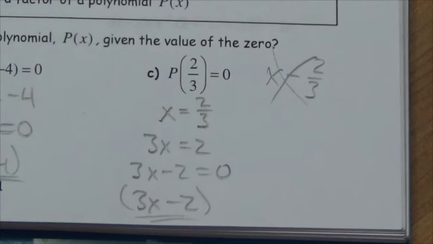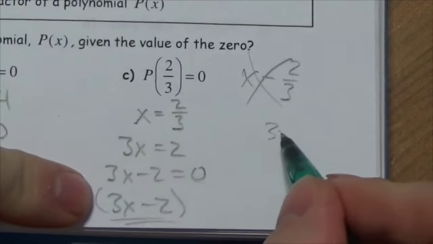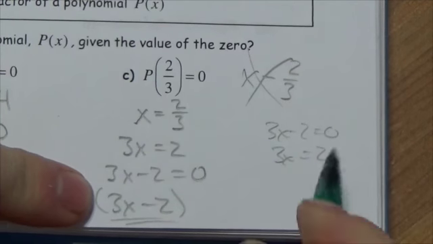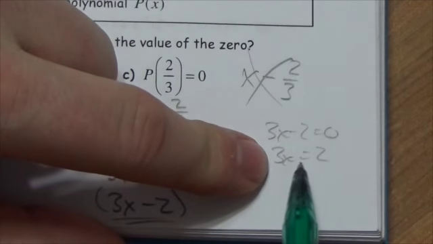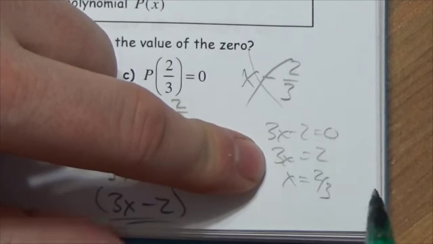The reason why this happens is normally, if you had something like this and you were looking for the x-intercept, you would set 3x minus 2 equal to 0. You'd bring that 2 over, and then you would divide by that 3. So x is equal to 2/3 here.